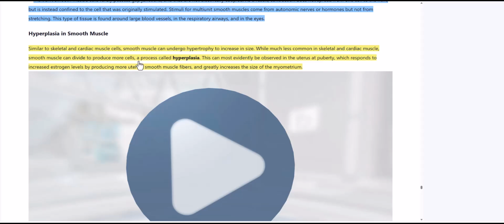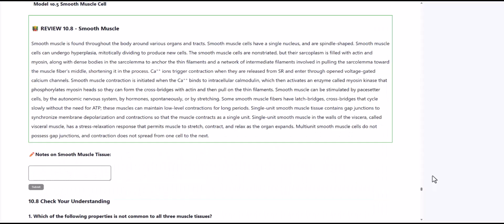Hyperplasia is an increase in the actual number of cells. When you work out in the gym, you do not get more skeletal muscle cells, but each of those muscle cells gets bigger, right? So in the gym, you undergo hypertrophy of your muscle cells, but you don't actually get more muscle cells. It's just that each of the cells you already have get larger.